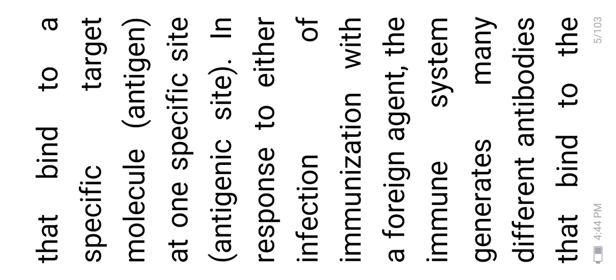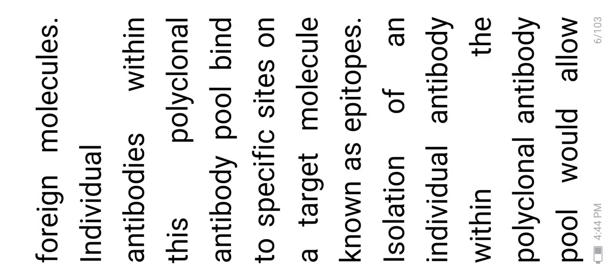In response to either infection or immunization with a foreign agent, the immune system generates many different antibodies that bind to the foreign molecules. Individual antibodies within this polyclonal antibody pool bind to specific sites on a target molecule known as epitopes. The epitope is on the antigen.